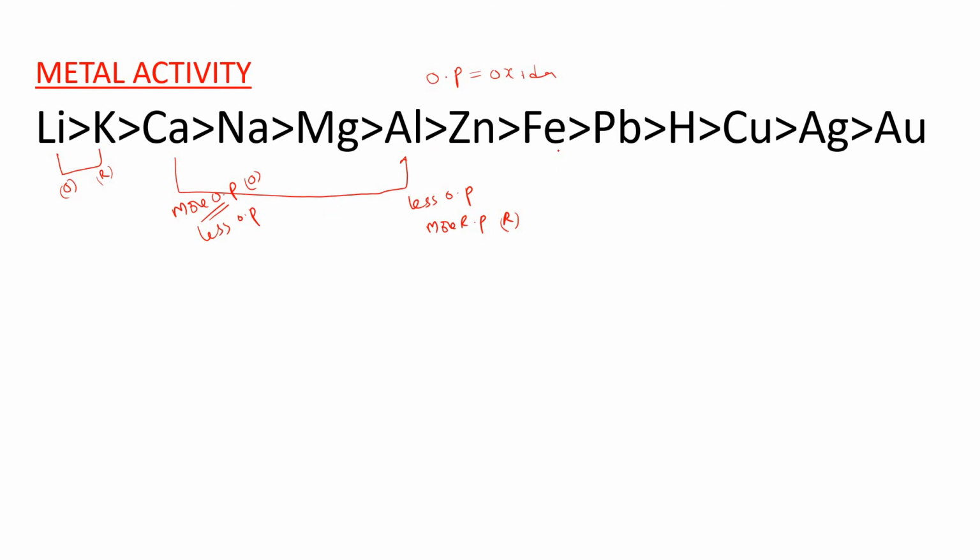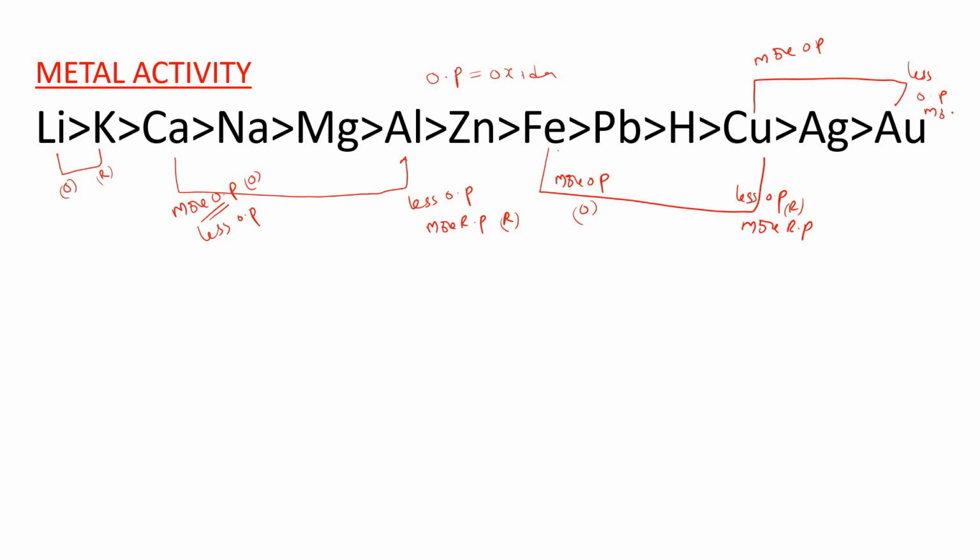For example, if we connect iron and copper, this has more oxidation potential and this has less oxidation potential, meaning more reduction potential. This will undergo oxidation, and this will undergo reduction. When you connect copper and the next metal, again this has more oxidation potential and this has less, meaning more reduction potential. This will undergo reduction, and this will undergo oxidation.